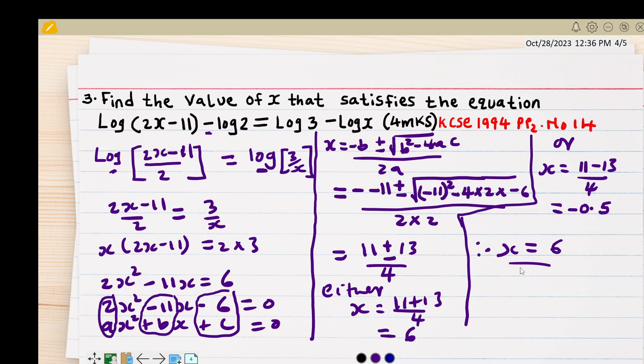That is why we'll consider x as being positive 6 as our final answer.